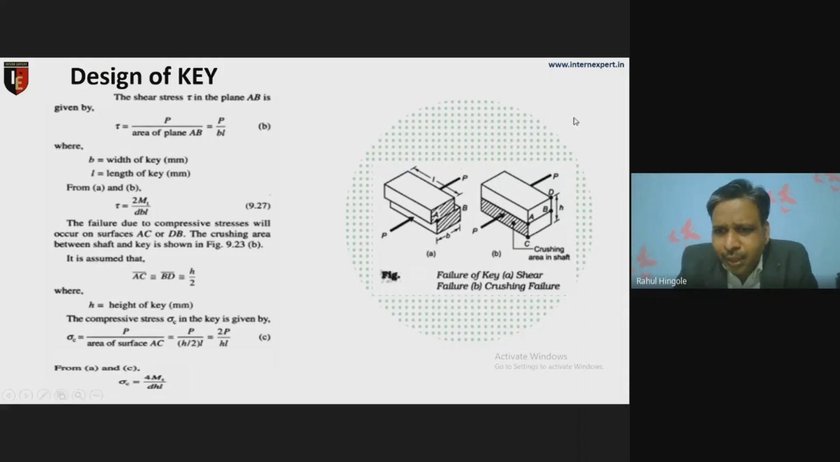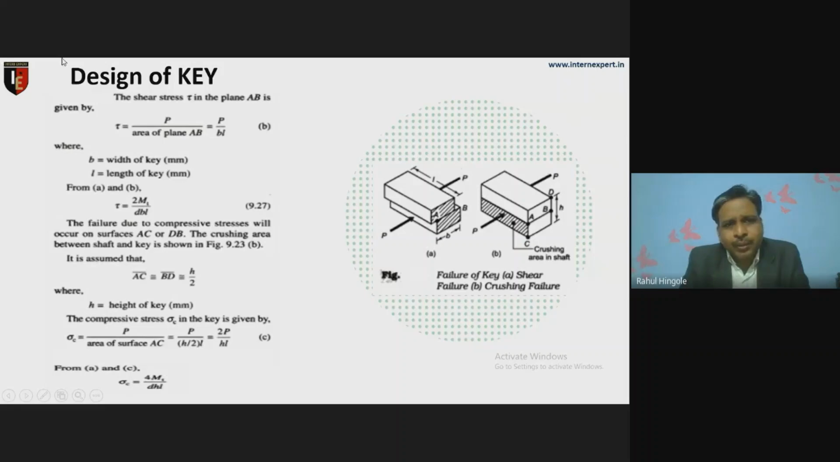Number 2, see how the force is acting on the surface. That comes under crushing. The crushing force is there, due to which crushing occurs and crushing failure takes place, and that is sigma C, the crushing stress. Here, the shear stress on the plane AB is tau. Stress is the internal resistance induced in the material, that is the value of sigma. Sigma or tau, all these are stresses. Tau is the shear stress.